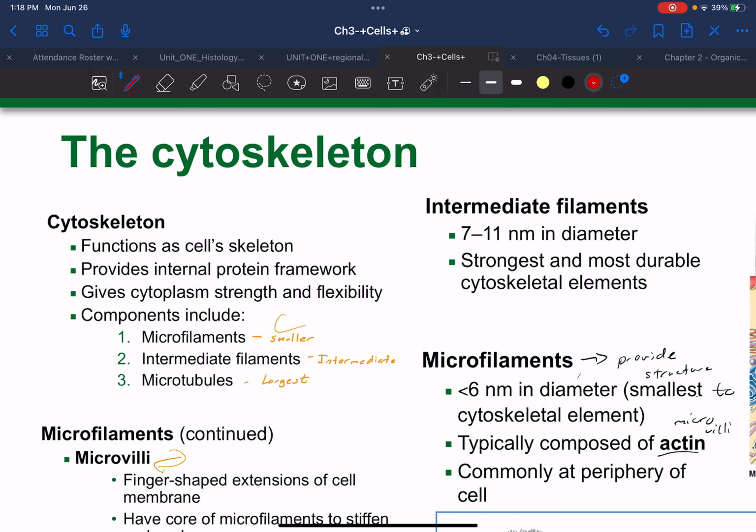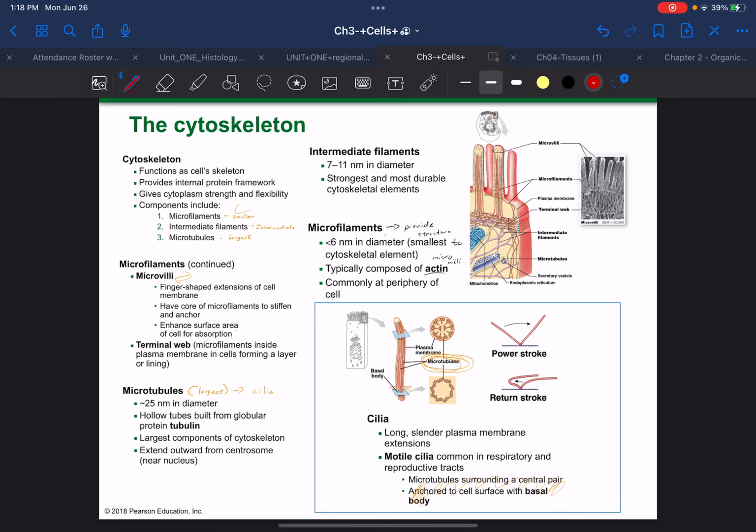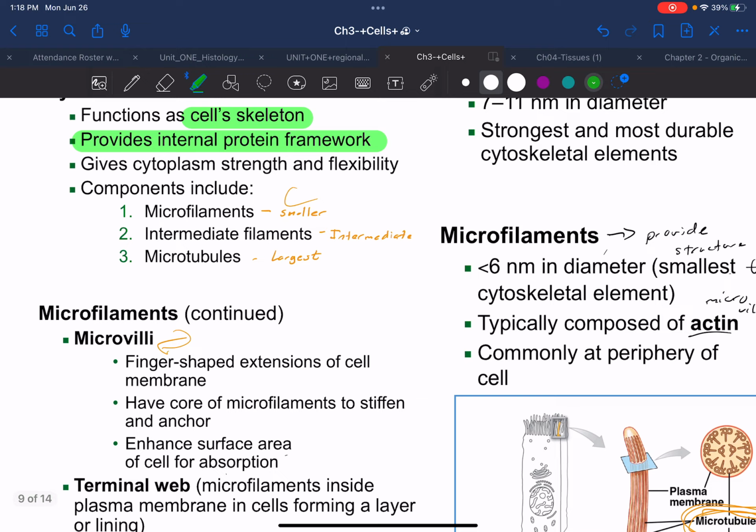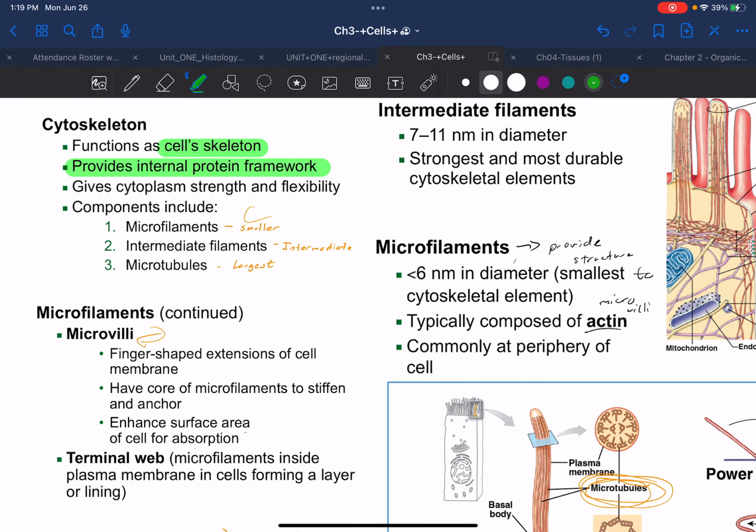Now, for this next segment, the cytoskeleton, we have to evaluate some terms around the cytoskeleton, some things you already know. For example, we know that they're made out of protein, so that's what this line indicates. It provides an internal protein framework, functions as the cell skeleton. This will increase the overall strength of the entire cell and allow it to be flexible. It can increase in size and decrease in size without necessarily damaging it.